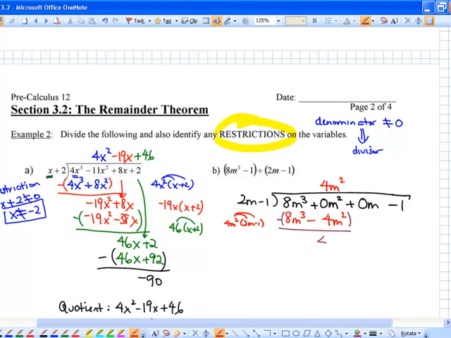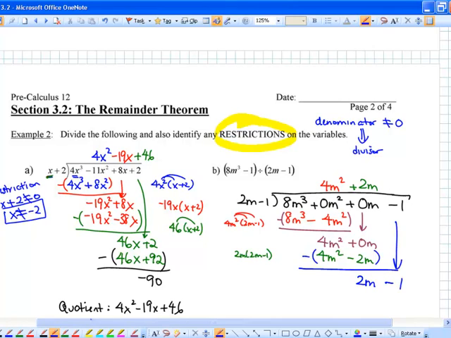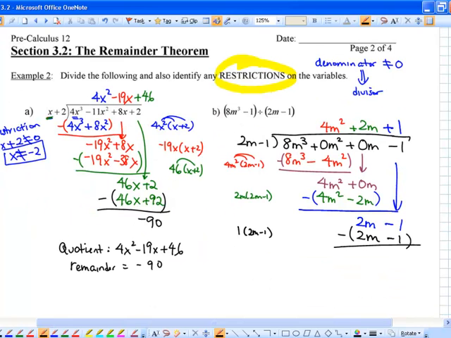Careful, 0 take away negative 4m. Ask yourself, 2m times what gives you 4m squared? Do some more subtraction. 0 take away negative 2 is positive 2. Interesting. What do you see here? What's our remainder? 0. Yeah. Okay. So this one, lovely as it is, has no remainder.